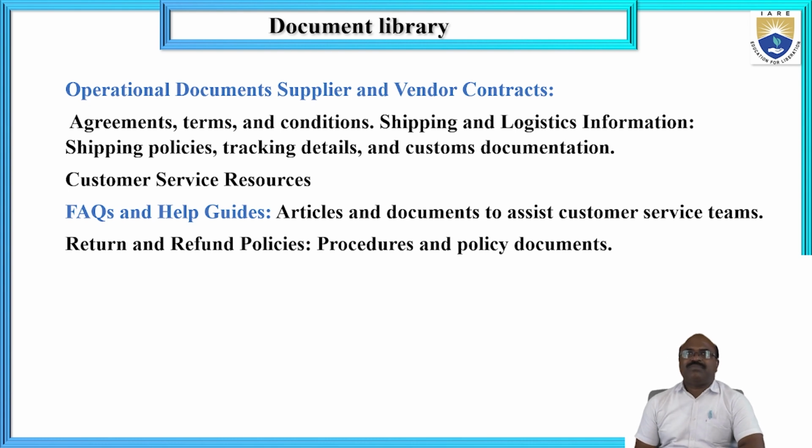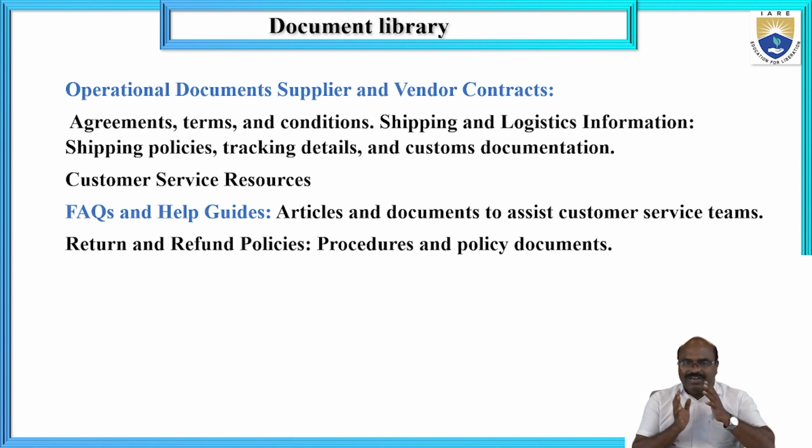In the documents library, another important thing is called the operational documents, suppliers and vendor contracts. The operational documents, suppliers versus vendor contracts, are nothing but agreement terms and conditions, shipping and logistics information, shipping policies and tracking details, and customer documentation. Here, the operational documents come under supplier and vendor.